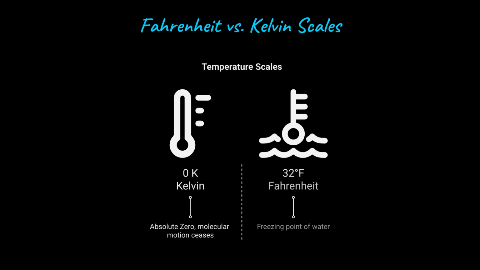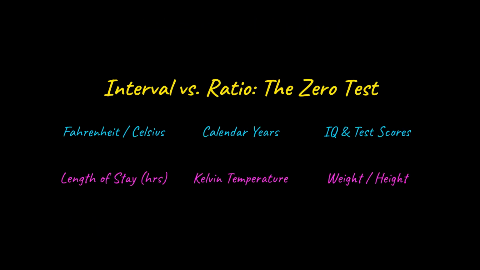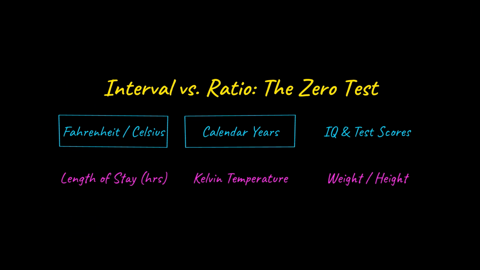Temperature in Fahrenheit is the classic example. 0 degrees Fahrenheit is an arbitrary reference, the freezing point of a saltwater brine, not the absence of heat. Kelvin, by contrast, anchors at absolute zero where molecular motion ceases, making it ratio data. Common interval examples include Fahrenheit, Celsius, calendar years, and IQ scores, which all have arbitrary zeros.